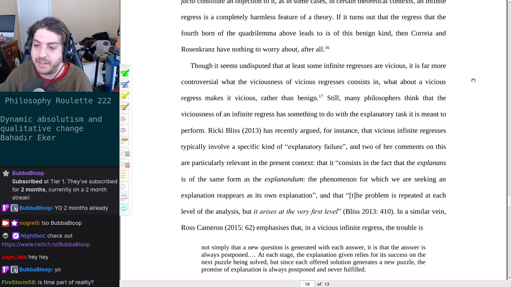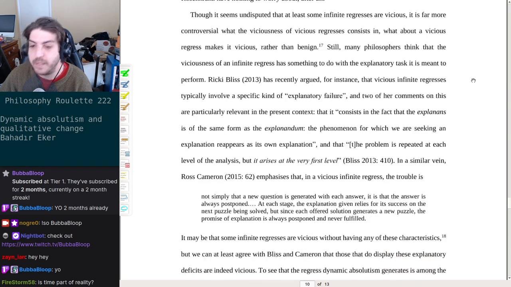That it consists in the fact that the explanans is of the same form as the explanandum. The phenomenon for which we are seeking an explanation reappears as its own explanation. And that the problem is repeated at each level of the analysis, but it arises at the very first level.